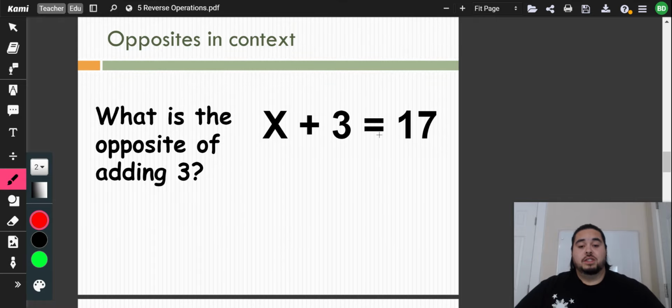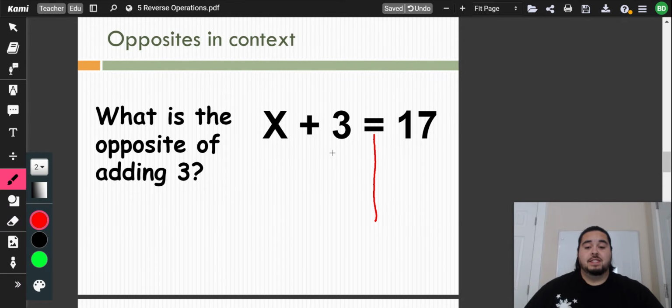Okay, so we're going to treat this like a balance. So x plus 3 equals 17 is a statement. The equation is literally telling us that they're equal to each other. So the left side, x plus 3, is equal to the right side, 17. So if I do anything to the left side, I have to do the same thing to the right side in order to keep things equal. So if I'm working backwards, I'm going to subtract 3 on this side. That means I'm going to also subtract 3 on this side.